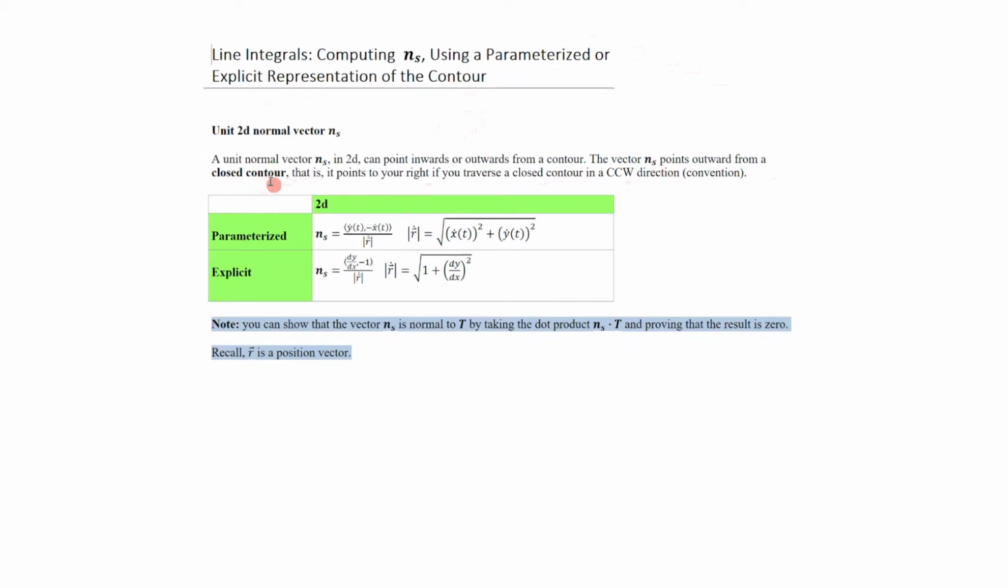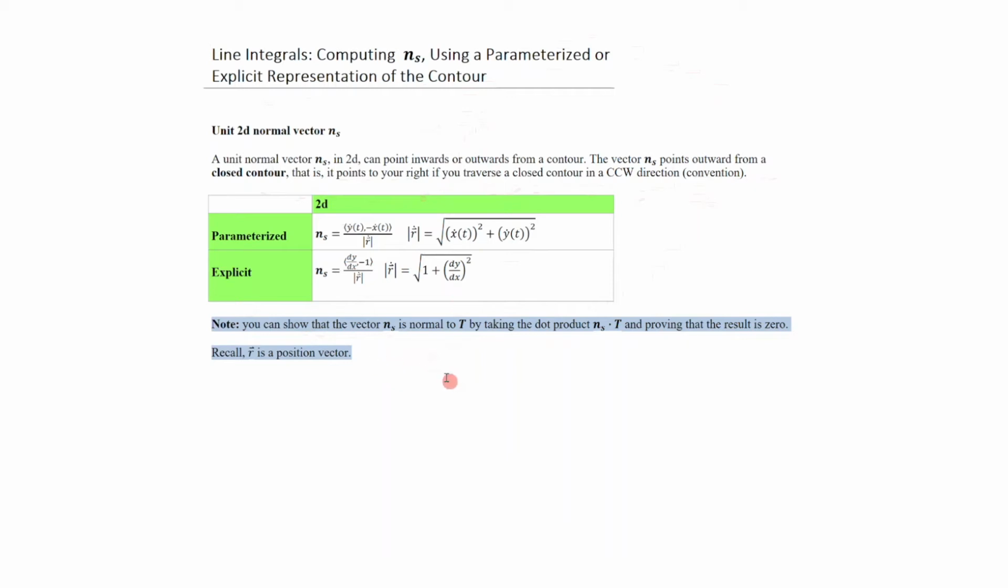This is a convention. That is, it points to your right if you traverse a closed contour in a counterclockwise direction. So this is something that you keep in mind when we're talking about the normal to a contour. This was the convention we adopted. So in this case, we were able to show that the appropriate vector that represents the unit vector normal to the contour would have this form. And again, R dot would basically take on this form. And for the explicit case, it would take on this form.